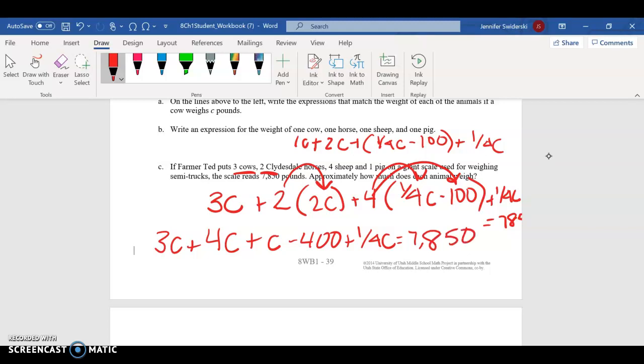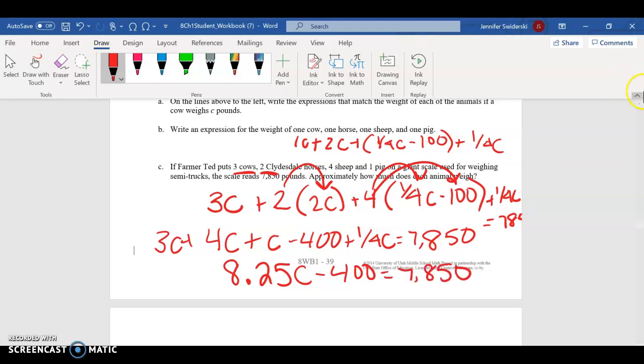I can simplify this down farther. Combine your like terms. 3 plus 4 is 7. Ooh, where did my plus signs go? Plus 1 is 8. 8.25. Ms. Swiderski, can I leave that as 8 1/4 C? Sure. I'm going to write it as decimals just because it's easier for me.